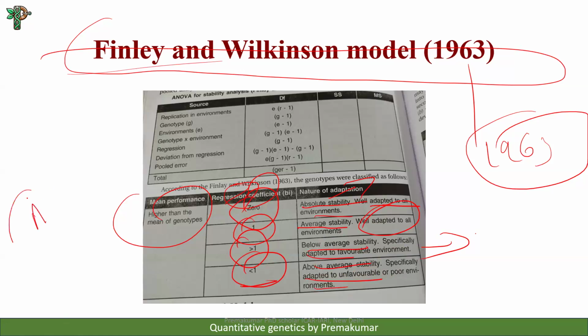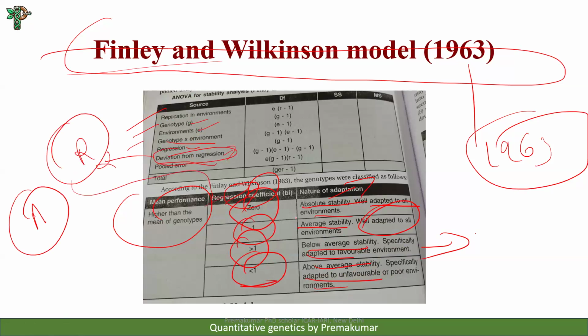And in every analysis we have to do ANOVA. You can see this ANOVA. Here we can partition the variance into genotype, environment, genotype by environment, regression, and the deviation from the regression, and this deviation from the regression is very important. Based on the deviation from regression and the regression coefficient, we are classifying the genotypes.